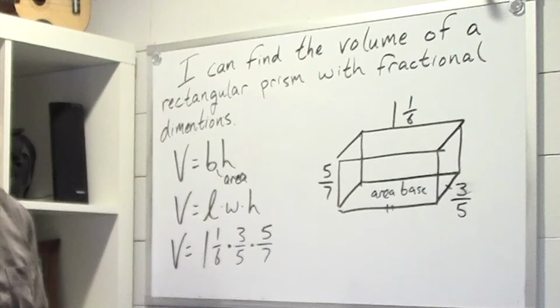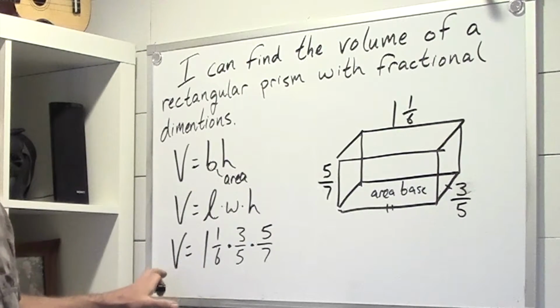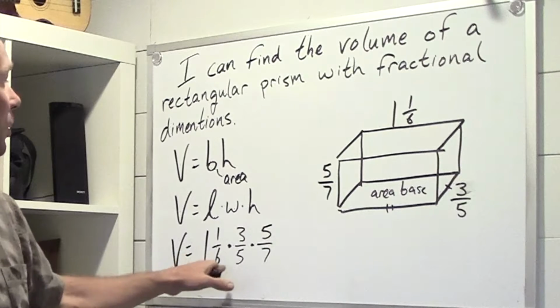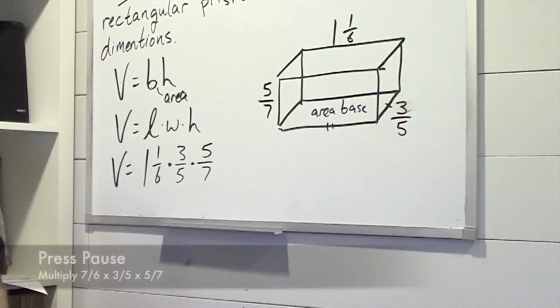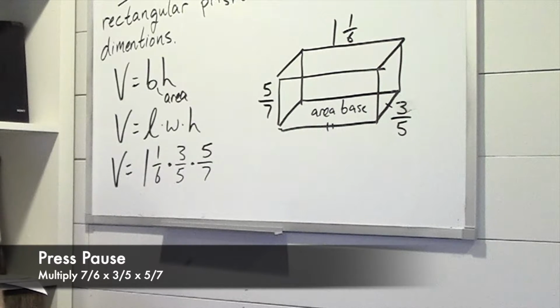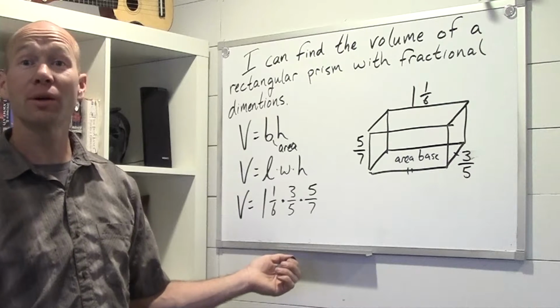So, go ahead and pause the video and do that. Multiply 1 1/6 times 3/5 times 5/7. Alright, what do you come up with?